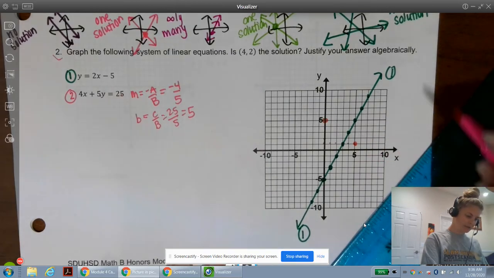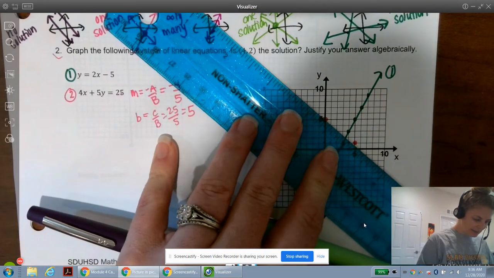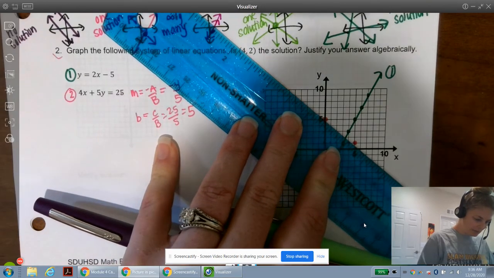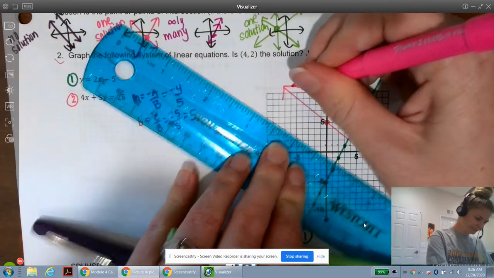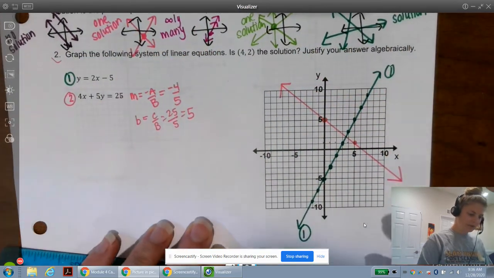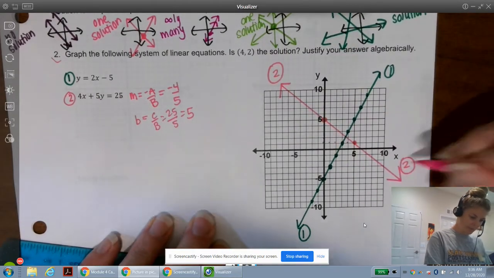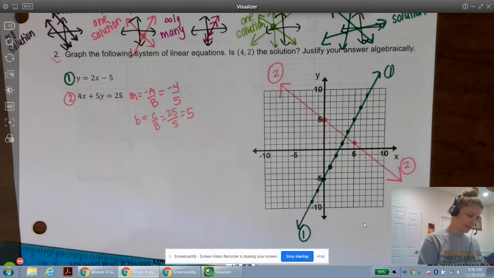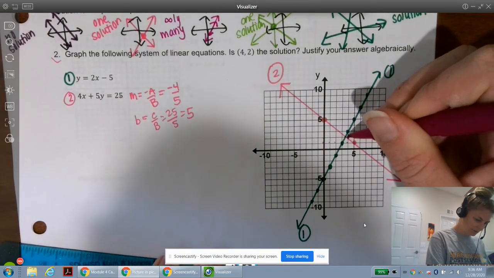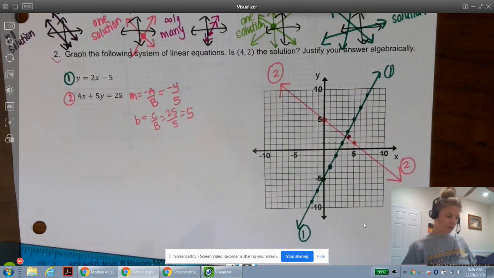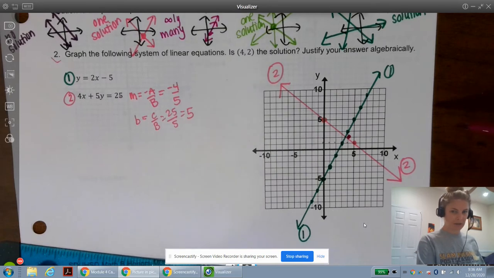And notice I see that I'm intersecting here. We should label this. The point we're asking about is 4, 2. So 1, 2, 3, 4, up 2. If we look at 4 comma 2, 4 comma 2 doesn't actually lie on either of the lines.